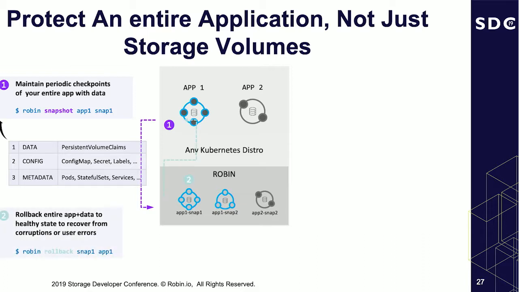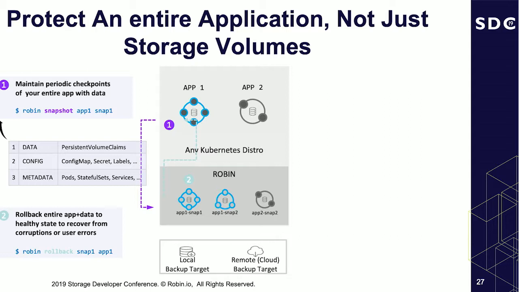Now, when you roll back an application, let's say that you made some configuration changes, or there was a user error, and you want to go back, we roll it back to the previous state, where the data, the configuration, and the metadata are in that state. It's almost as if you went back in time to the time you took the snapshot, right?